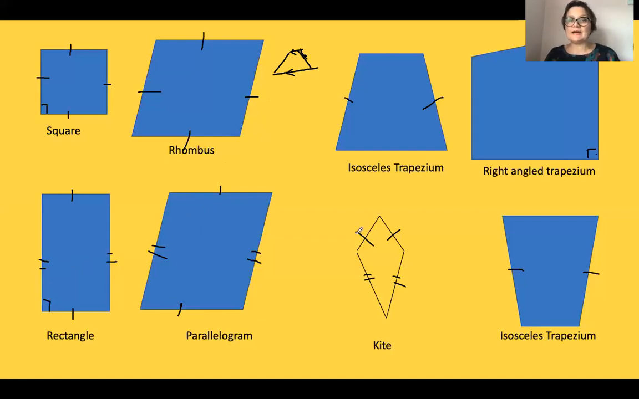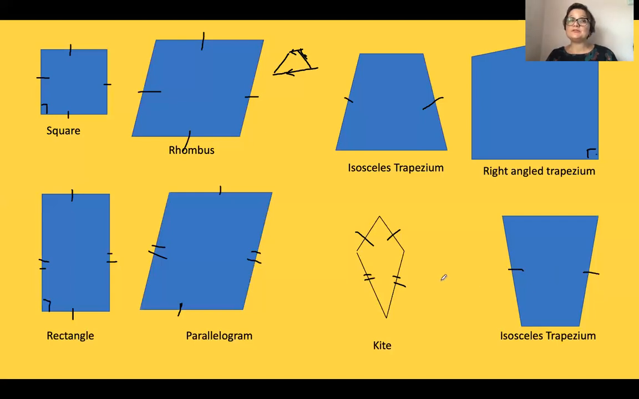And kites: we have two sides next to each other that are equal, and the other two sides next to each other are equal. Also, the two large opposite angles, the obtuse ones, are equal. And here the isosceles trapezium is similar to this one, it's just that the base is smaller than the top side of the trapezium. And these two sides are equal.